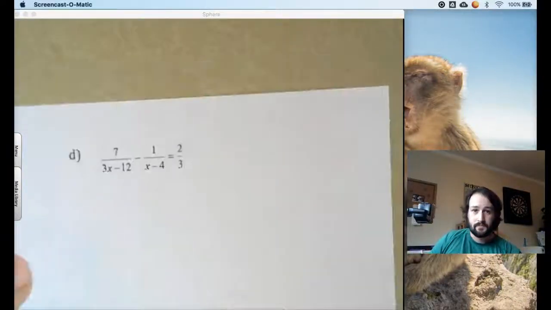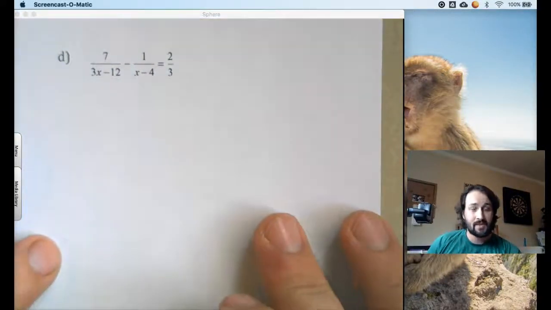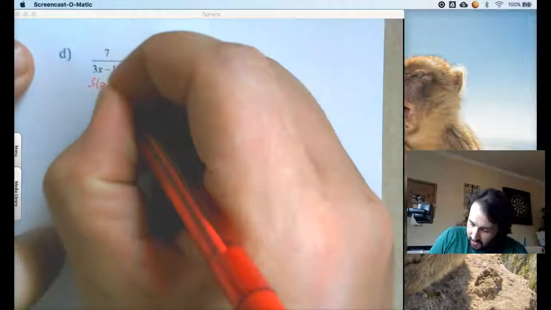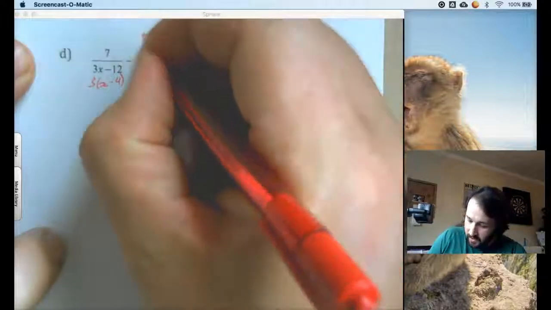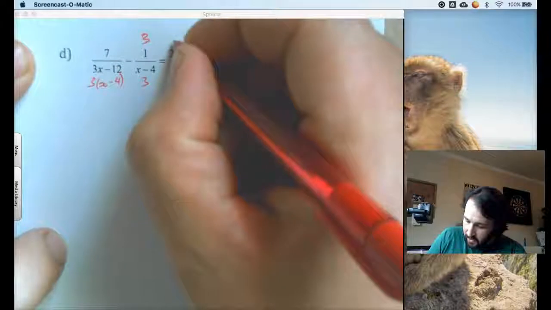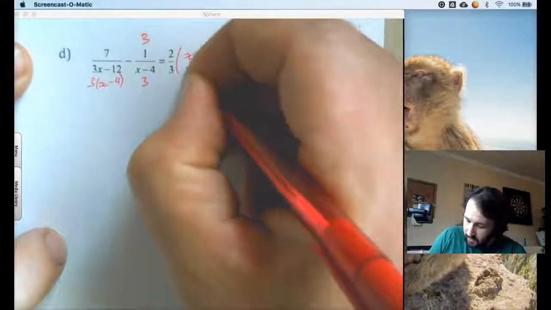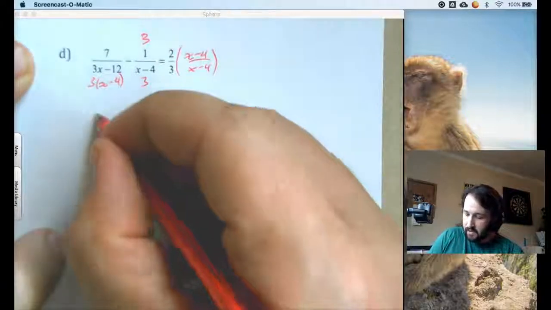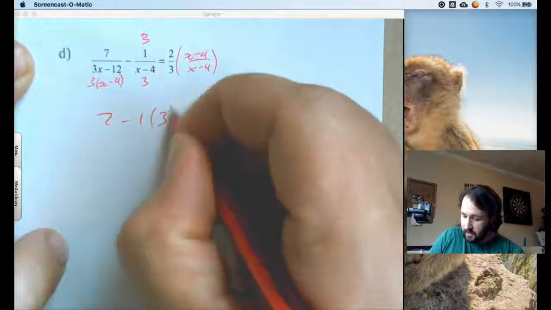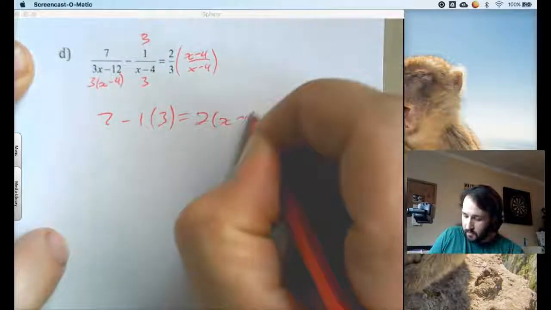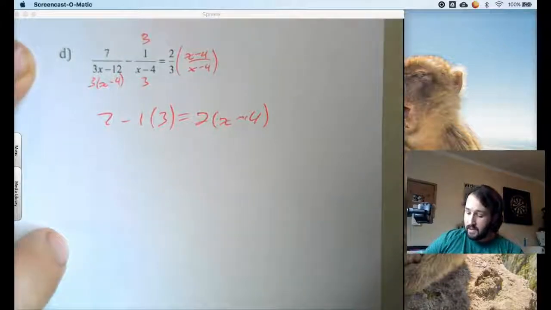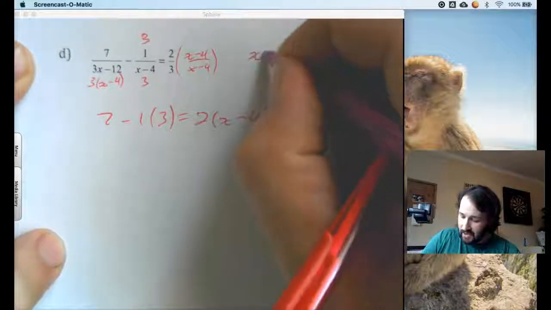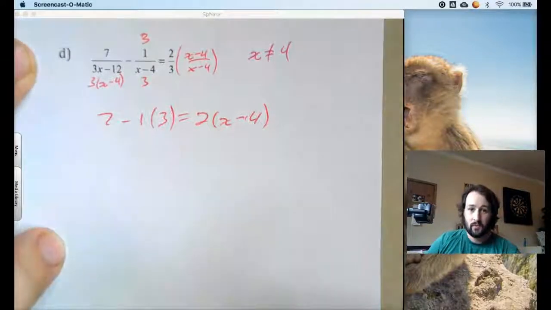All right, moving on. So here a little bit different, but still the same sort of idea. I would get all of the denominators the same, because if I factor it, it is 3 times x minus 4, that means I need to multiply this one by 3, and I need to multiply this one by x minus 4 over x minus 4. All right, so now they're all 3 times x minus 4, so I can say 7 minus 1 times 3 equals 2 times x minus 4. If you want to take a second and say what x cannot be, I only have an x minus 4 in my denominators anywhere, so x cannot be 4.